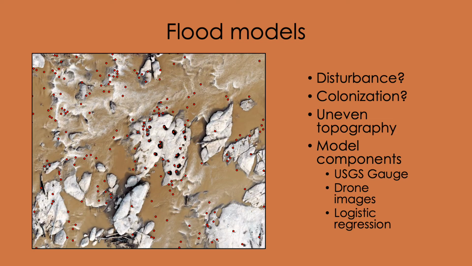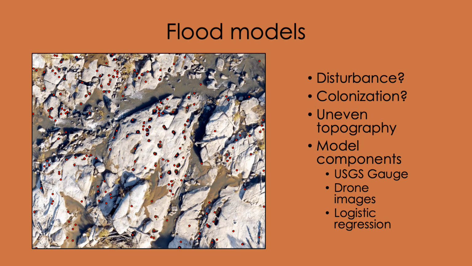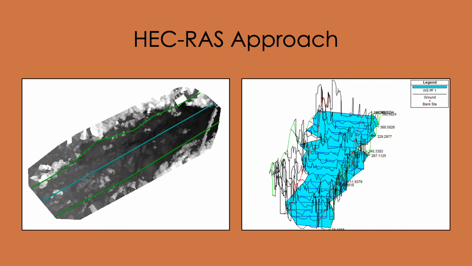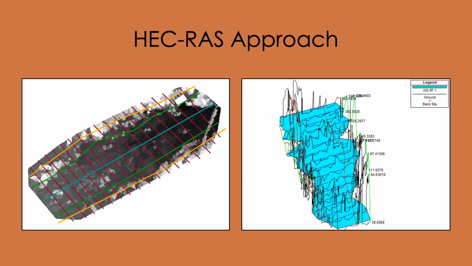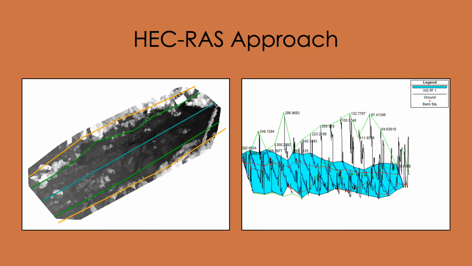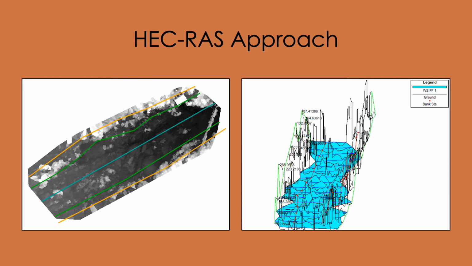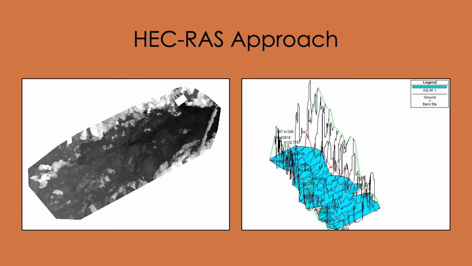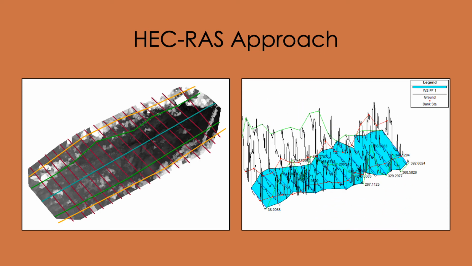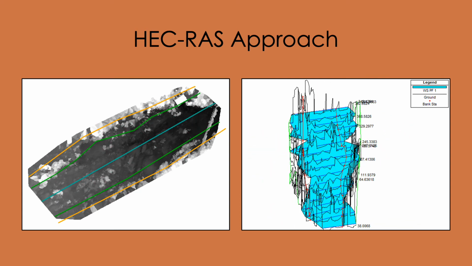We tackled the problem by modeling flood heights using a combination of USGS river gauge data, drone images, and logistic regression. Because we could produce digital surface models of the study site, we originally took a more traditional approach. We attempted to create water surface elevations using the U.S. Army Corps of Engineers HEC-RAS software. However, we found that the fine scale of our data and the small geographic area of our study site made HEC-RAS not a viable option. We then decided to move forward with our statistical approach.